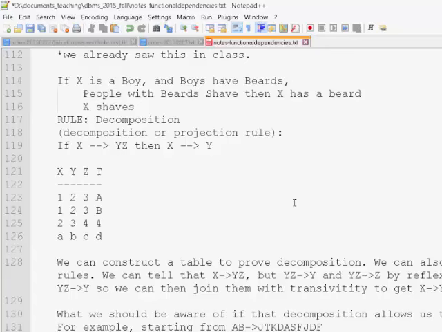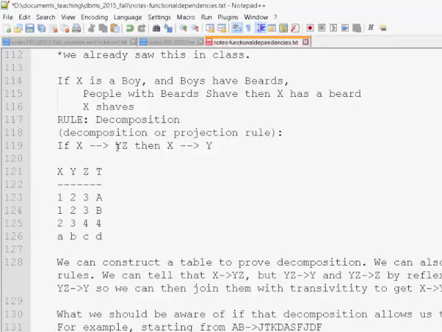They repeat. Same concept. Okay, so decomposition is the last one, where you say that if X determines Y, Z, this is decomposition. In other words, you can split it. Then you can also conclude that X determines Y. That is just very simple. If something determines two things, then it determines what? Each of them separately. So that is decomposition.